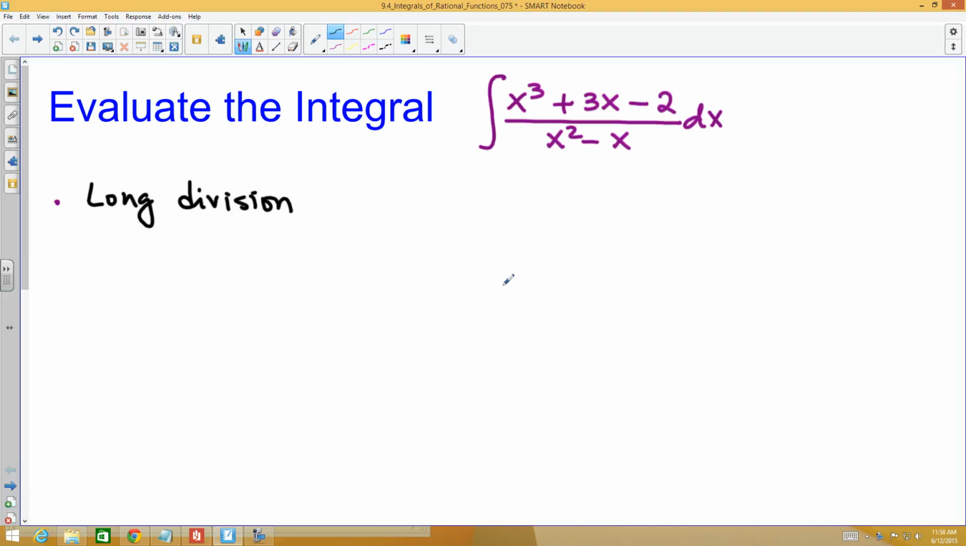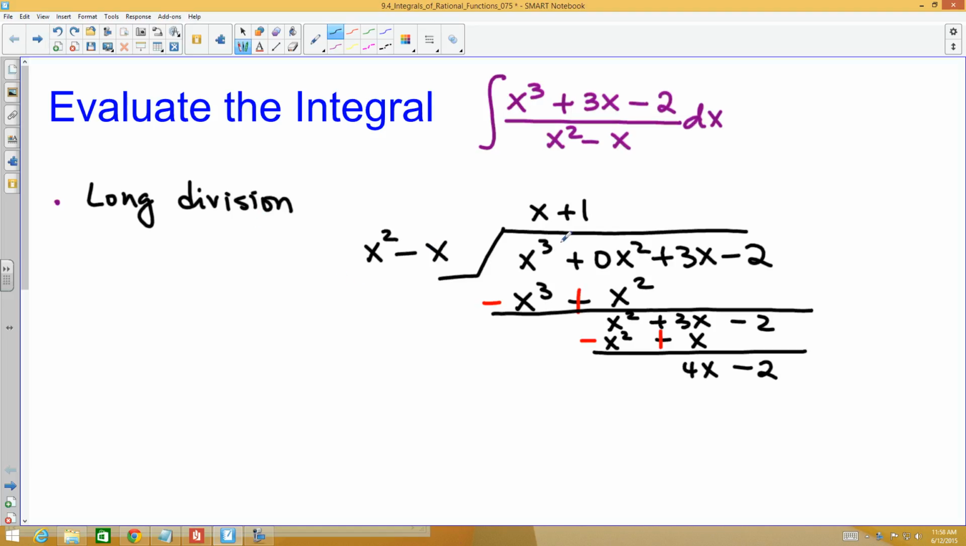Each time the degree of the numerator is higher than or equal to the degree of the denominator, we do division first until we get a remainder with degree less than that of the denominator. So the division is as follows. We divide x cubed plus 0x squared plus 3x minus 2 by x squared minus x. See that I added 0x squared here because we do not have an x squared term in the numerator. Therefore, we need to replace it with 0x squared.